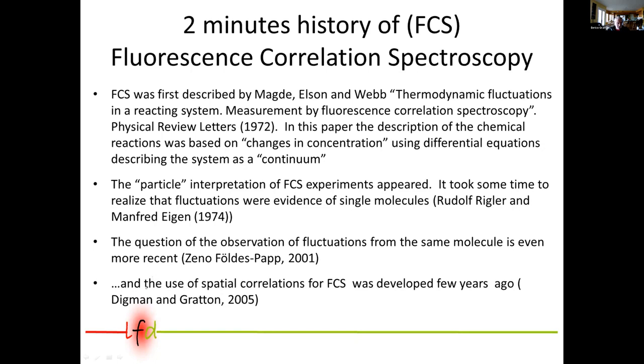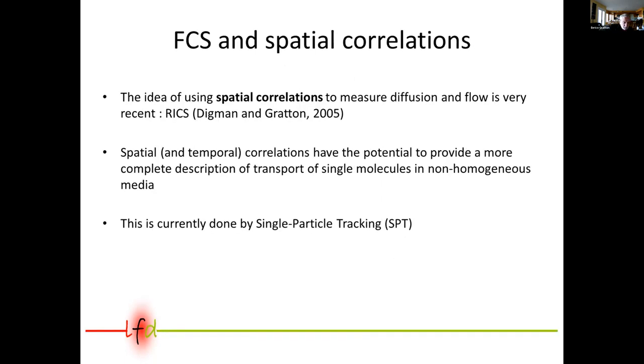But we use a totally different approach, which is the use of spatial correlation for FCS. That was developed a few years ago, and you heard a lecture about the RICS principle. We skip other techniques that use spatial correlation, but essentially the first experiments on RICS were published in 2005, and then the pair correlation appeared in 2008. So what is that? FCS with spatial correlation was used by myself and Dr. Digman in 2005.